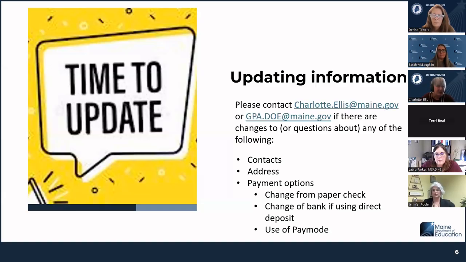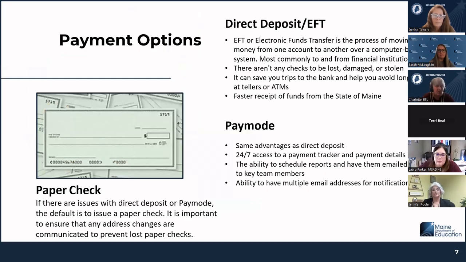So if you want to change anything from your contacts for your addresses, or if you want to change how you are paid, please contact me, and you can either contact me directly or you can use our generic gpa.doe email address to change that. So what are the payment options? We have direct deposit, which you can do directly.